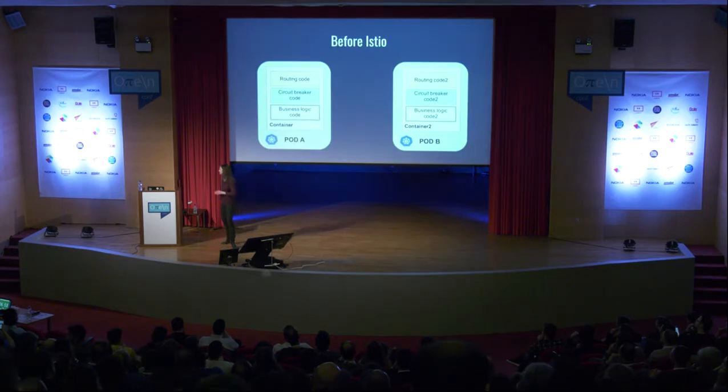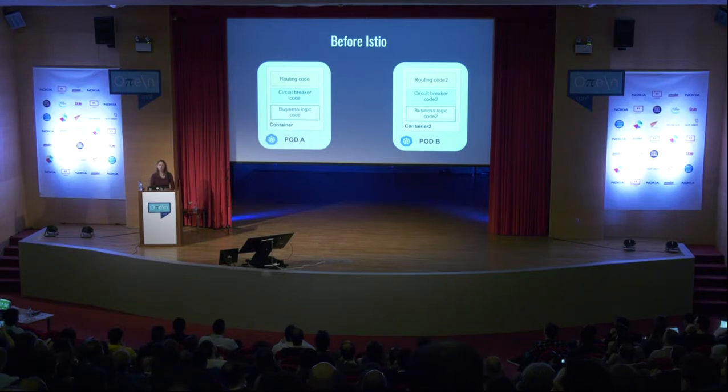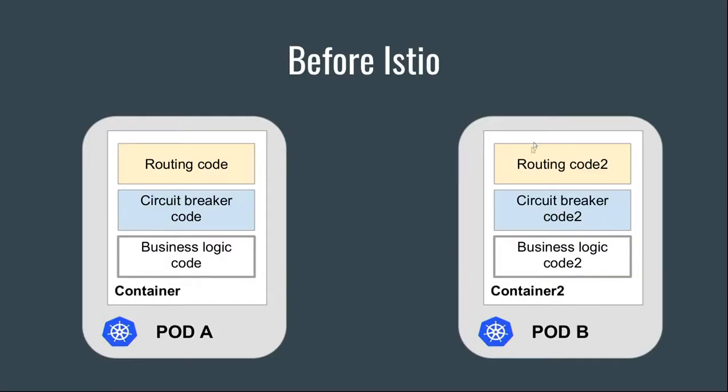So before Istio, but with Kubernetes, we had the following structure. We would have a pod. Inside, we would have a container or more than one. And we would have our business logic code. And then in addition, we also needed some handling code for routing, circuit breaking to guard our application, a connection pool, and more. And then in every pod and in every container, we had to repeat very similar logic, and any change in routing, any change in circuit breaking required us to rebuild and redeploy our application.